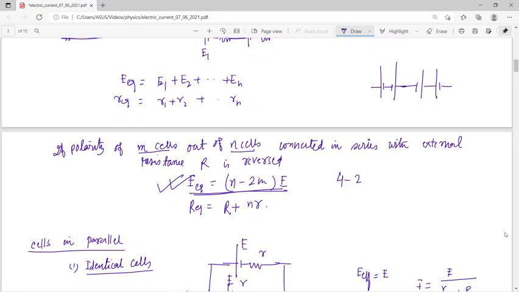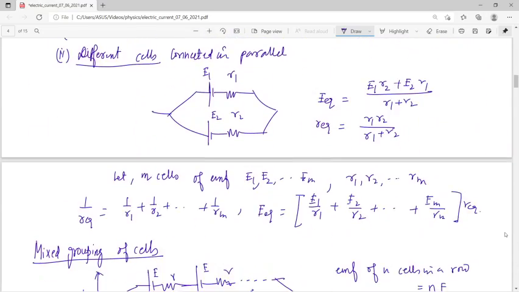That means the value of M is 1, N is 4, and E is E, so that means it is nothing but 2E, and R equivalent is nothing but R, and there are 4 cells, that means 4 cells each has resistance R, and from that you will get the current, that is 2E upon 4R plus 5. So that is the corresponding formula basis.